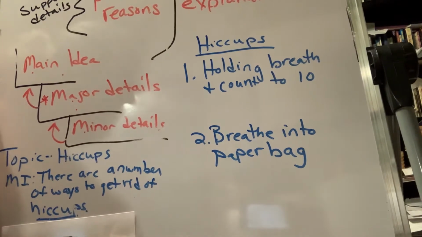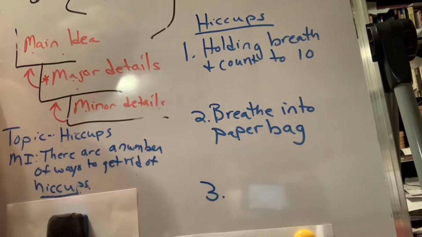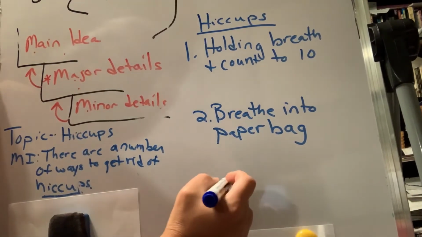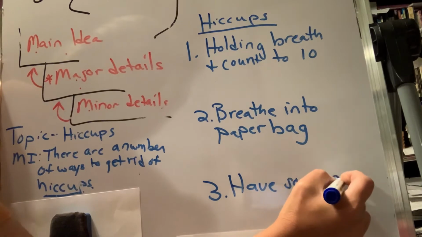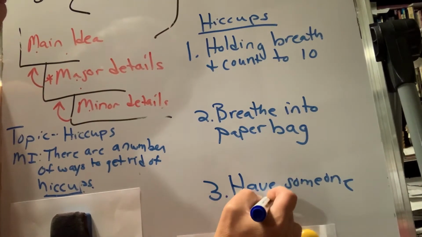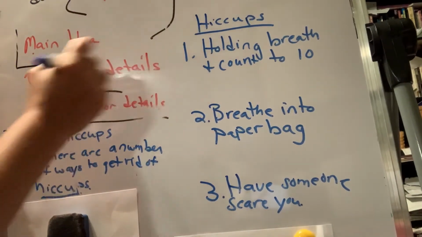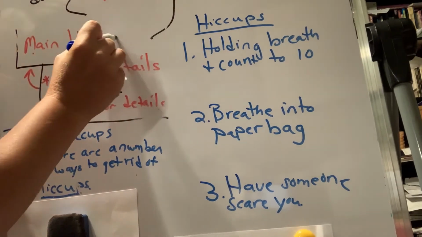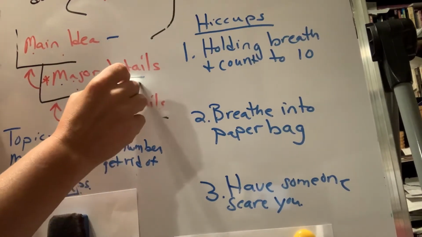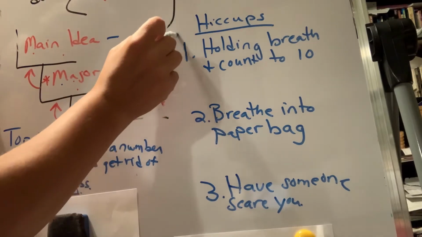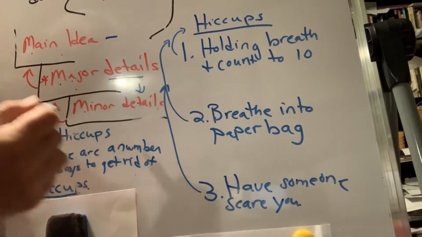And then number 3. Let me add a number 3 here. The third way to get rid of the hiccups was have someone scare you. Okay, so these are our major details. So we had our main idea, we have our major details. Now this paragraph also had minor details, right? So this supports getting rid of hiccups, and this supports getting rid of hiccups, and this supports getting rid of hiccups.